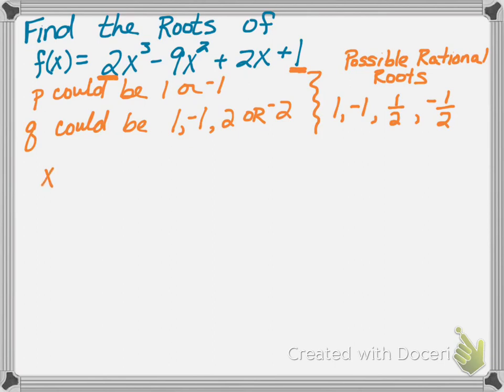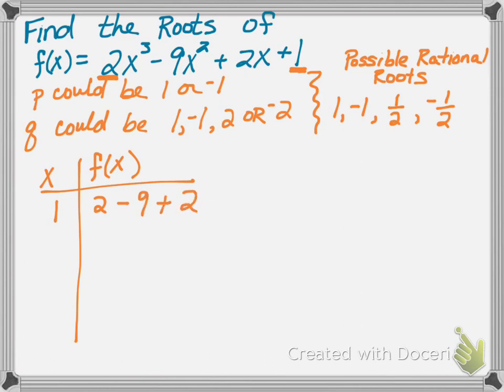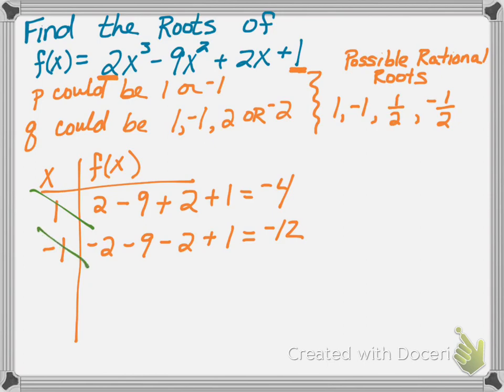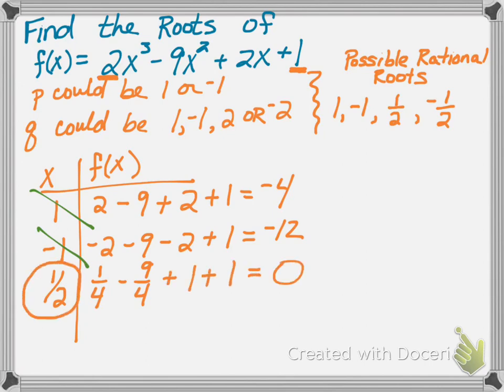We make our table of values again, and all we're doing is evaluating f of x at each of these. We only have 4 numbers to check this time. So when we plug in 1, we end up with -4. So that means that +1 is not a rational root. If I plug in -1, we end up with -12. So that's not a rational root. And if we plug in 1/2, we do end up with 0. So that means x equals 1/2 is a root.